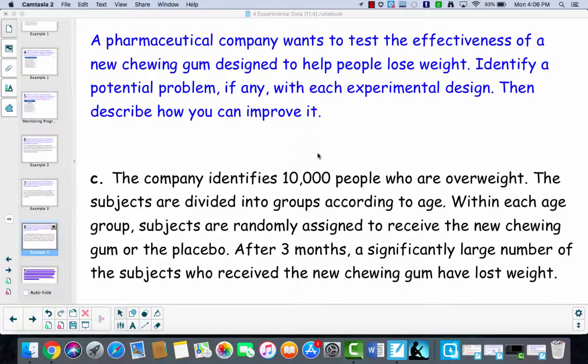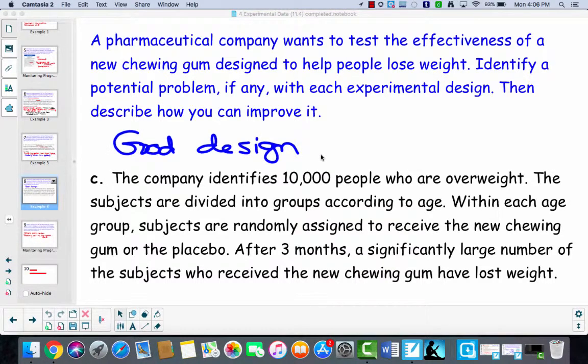Okay, so here's the exact same problem, but now we're dividing groups according to age. And within each age group, subjects are randomly assigned to receive the new chewing gum or the placebo. And after 3 months, a significantly large number of the subjects who receive the new chewing gum have lost weight. This is a much better design.